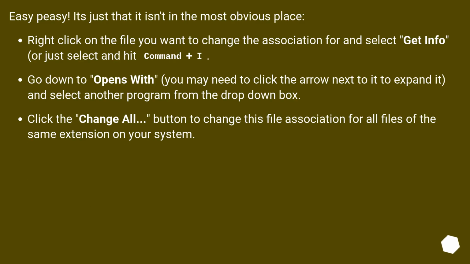Easy peasy. It's just that it isn't in the most obvious place. Right-click on the file you want to change the association for and select Get Info, or just select it and hit Command+I. Go down to Open with, you may need to click the arrow next to it to expand it, and select another program from the drop-down box. Click the Change All button to change this file association for all files of the same extension on your system.